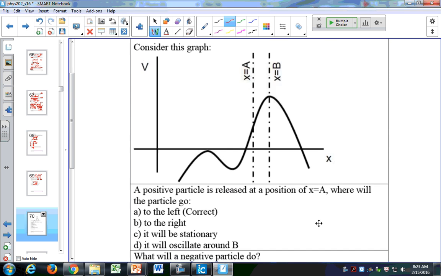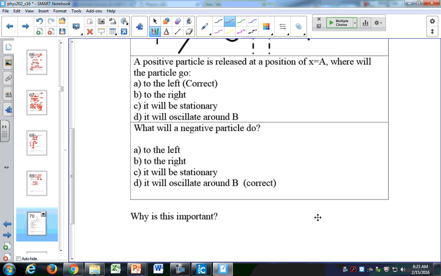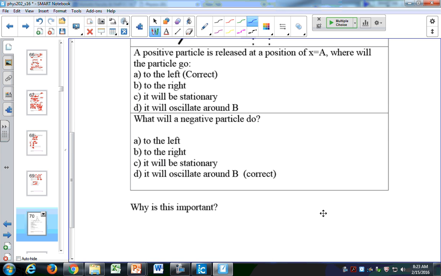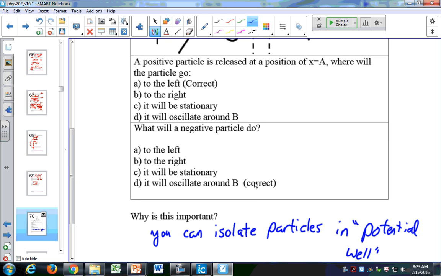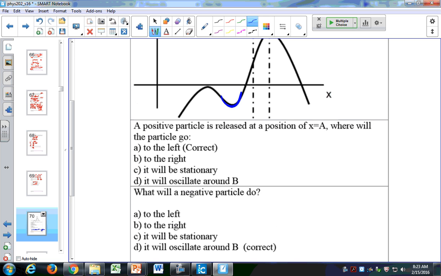I think that was the next question, actually. The importance of this is that you can isolate particles in a potential well. For example, if I have a charge right here, we would call this a potential well. It can't get out of that. So you can isolate it and hold it in one place, which isn't that easy to do.